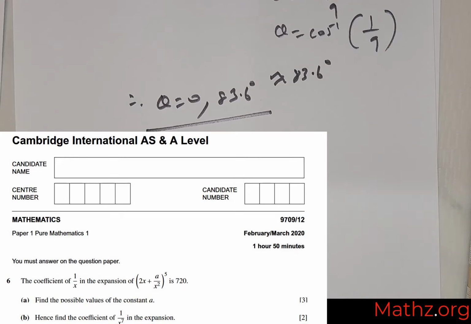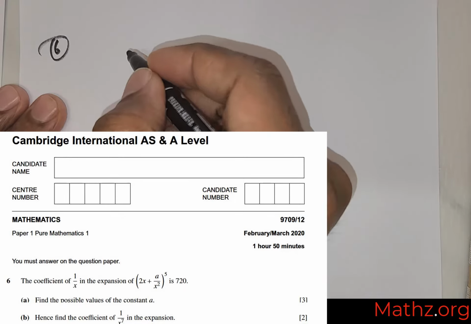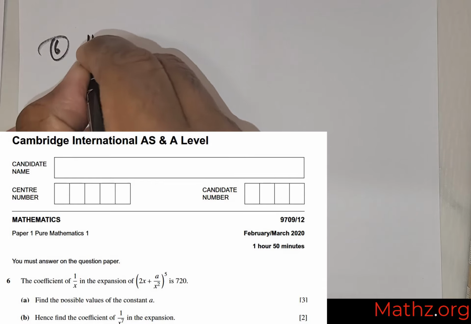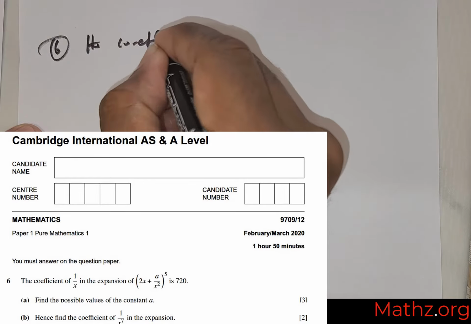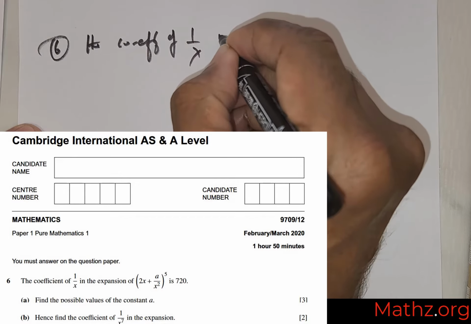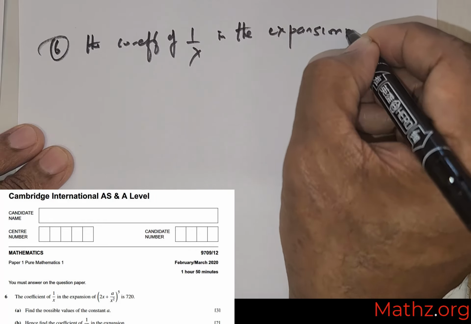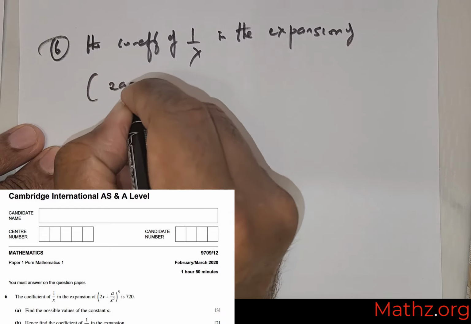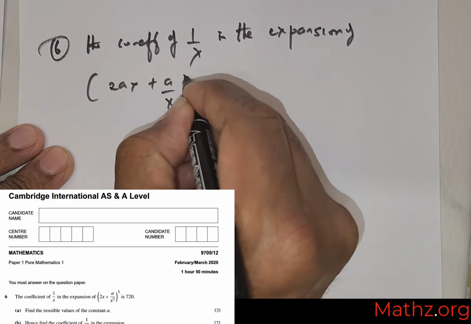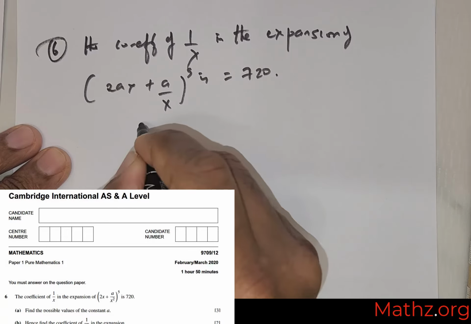Okay, students, we go on to question number 6. So let me write question number 6 down here. The coefficient of 1 over x in the expansion of (2x + a/x)^5 is given to be 720.